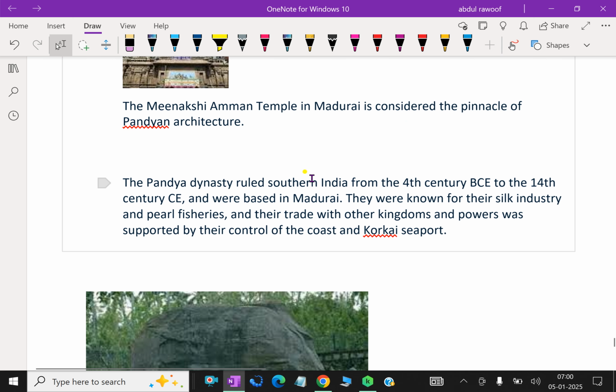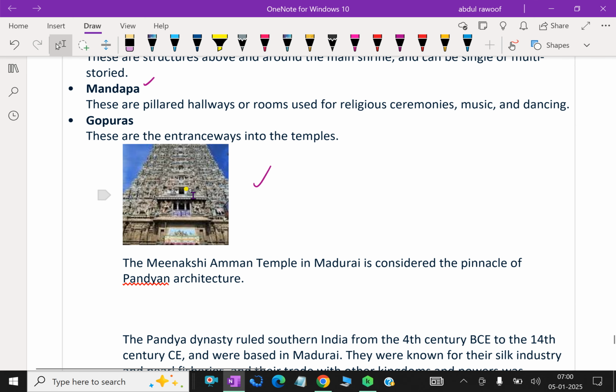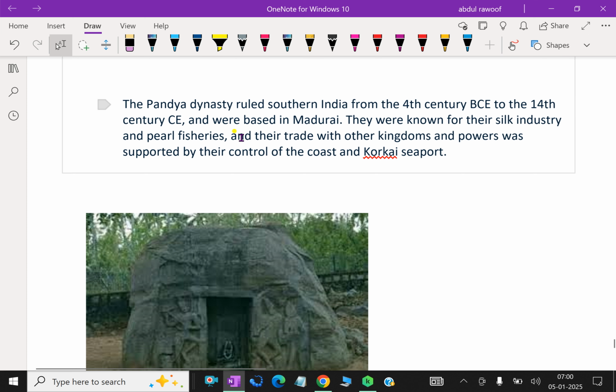The Meenakshi Amman temple in Madurai is considered the pinnacle of Pandyan architecture. The Pandya dynasty ruled southern India from the 4th century BCE to the 14th century CE and were based in Madurai. They were known for their silk industry and pearl fisheries, and their trade with other kingdoms and powers was supported by their control of the coast and Korkai seaport.